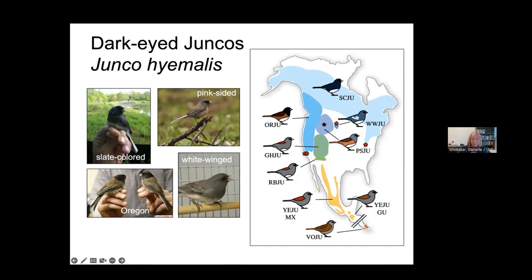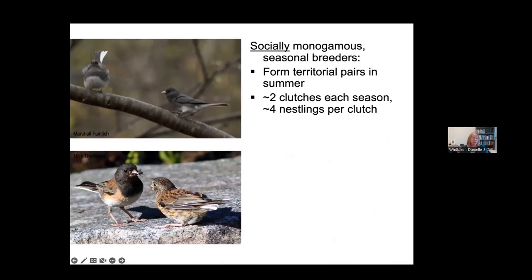So like many birds in temperate areas, they are socially monogamous seasonal breeders. So that means in the breeding season, which is the summer, they will form territorial pairs. So a male and a female will declare an area of their own, they will defend it, and they will build a nest, and the female will lay an average of 2 clutches per season, and about 4 nestlings will hatch out of each clutch.